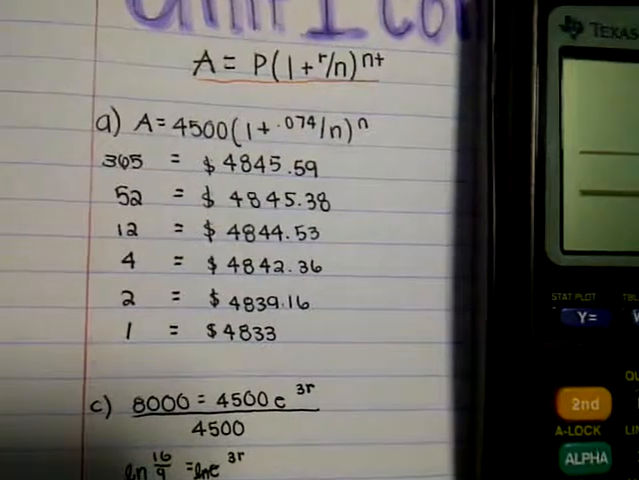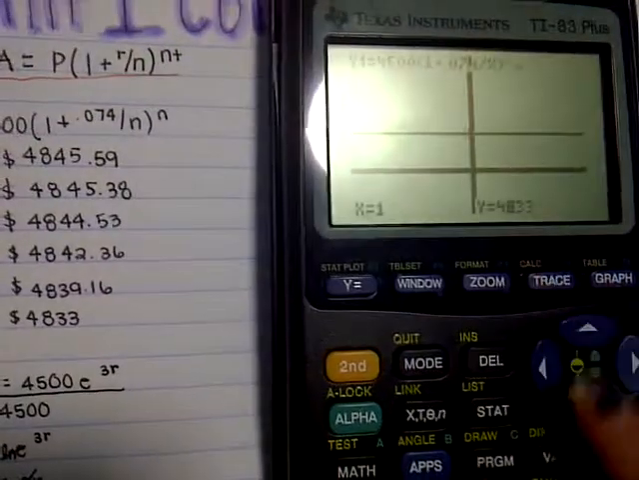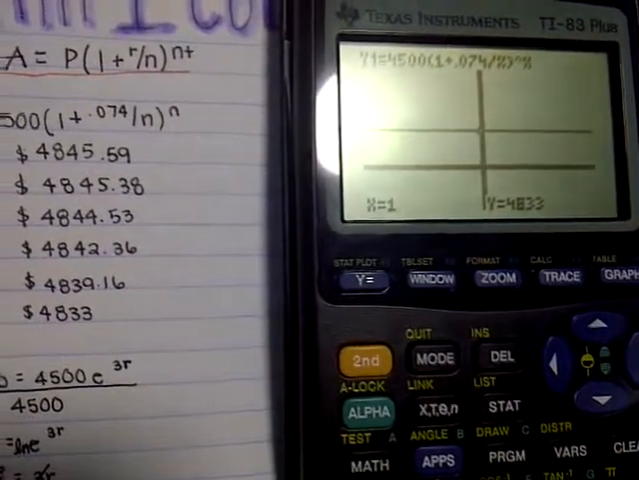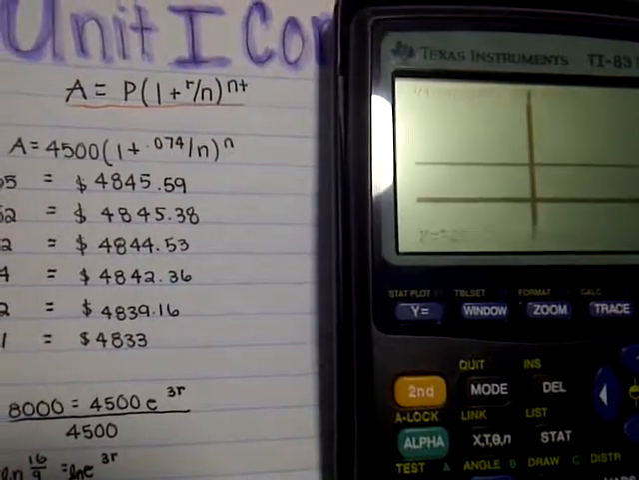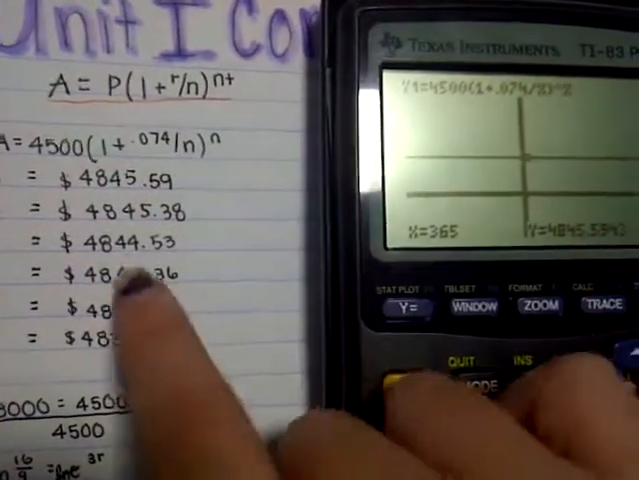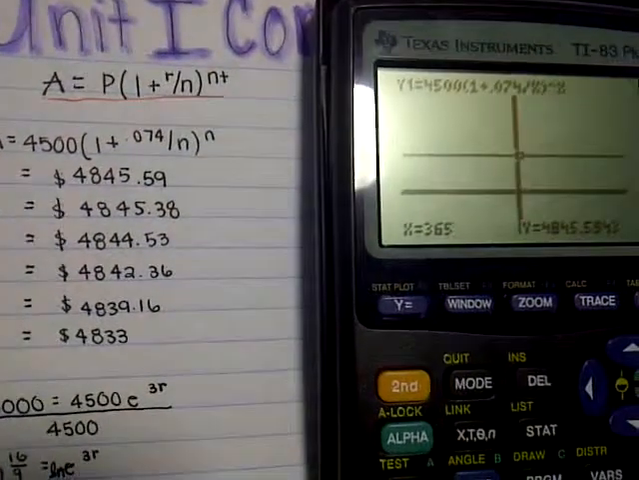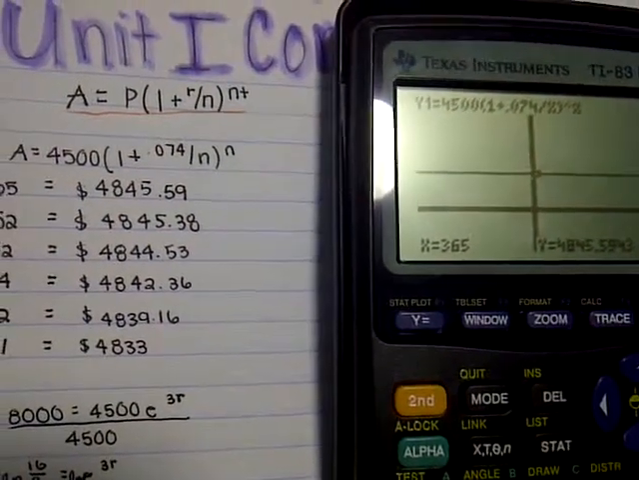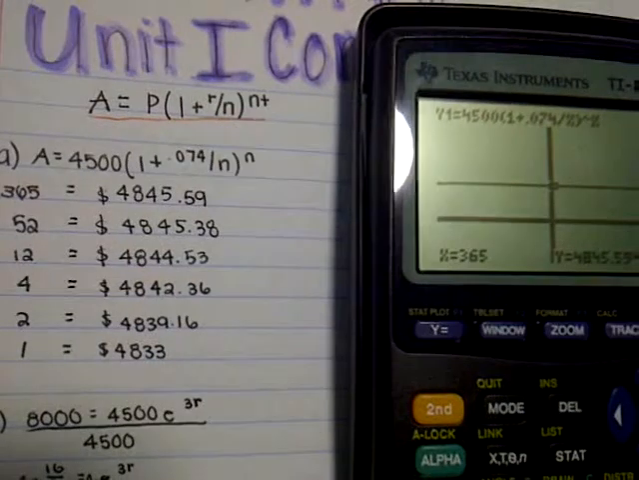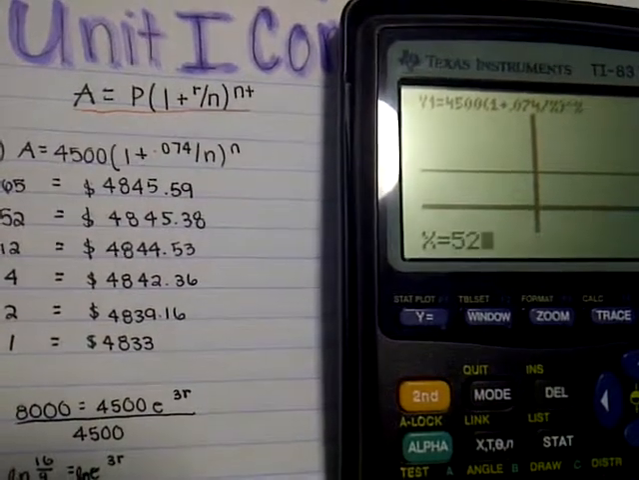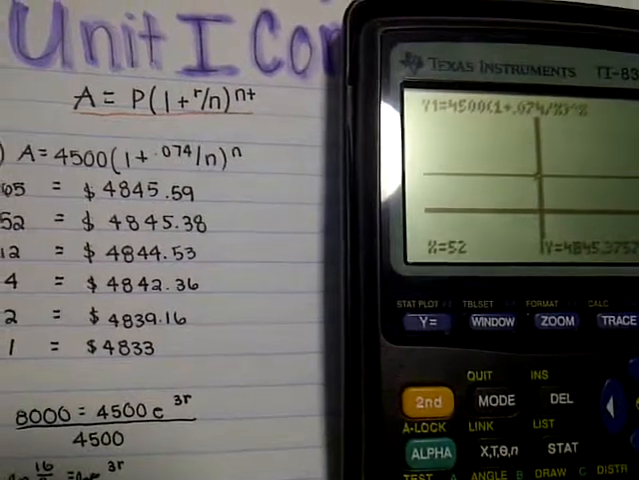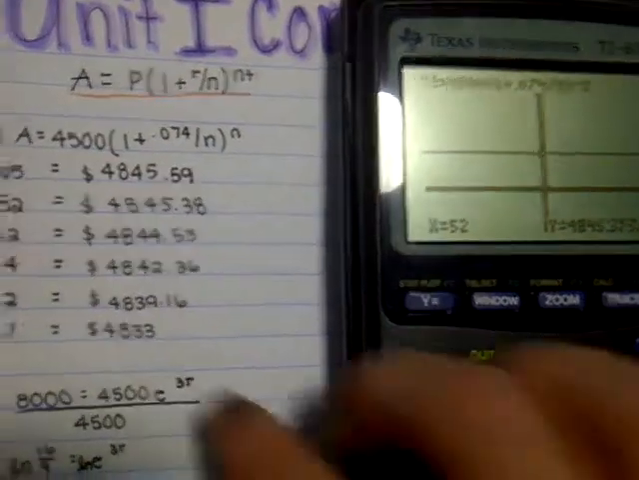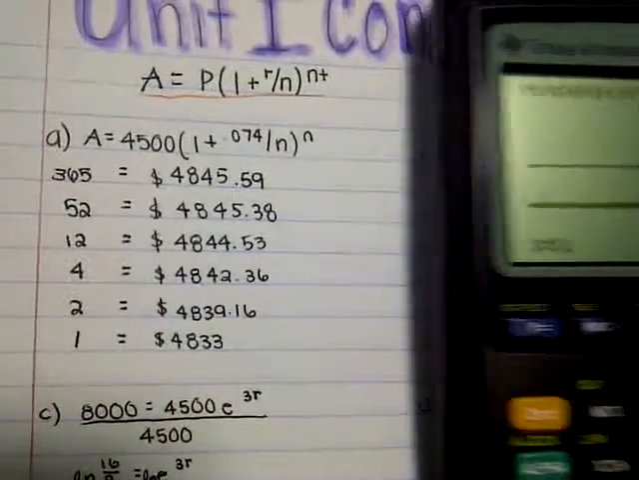In order to find the answer, you press trace, and you type in these numbers. So you get 365, that's your answer, and that matches up here. And you round it to the hundredth decimal place. Then I'll show you again. You press 52, that should be the answer, and so on.